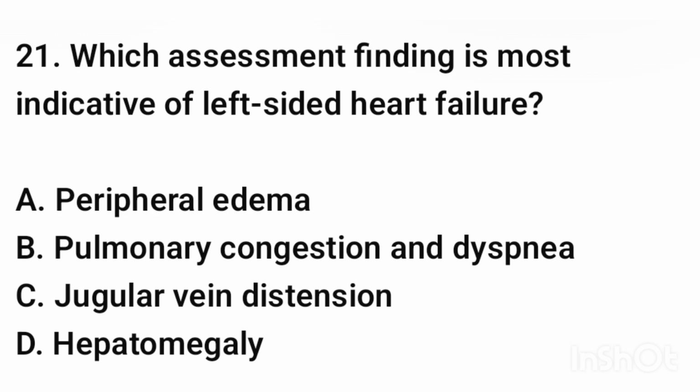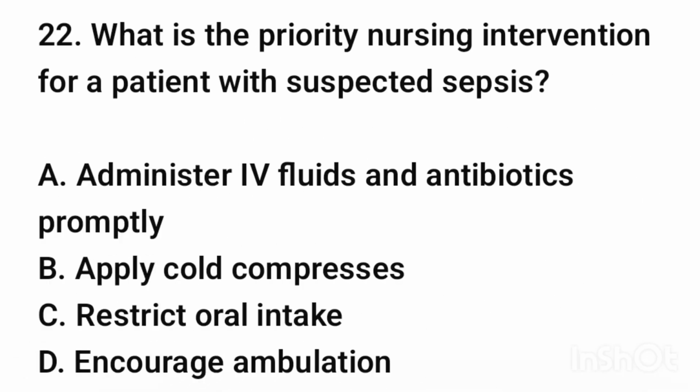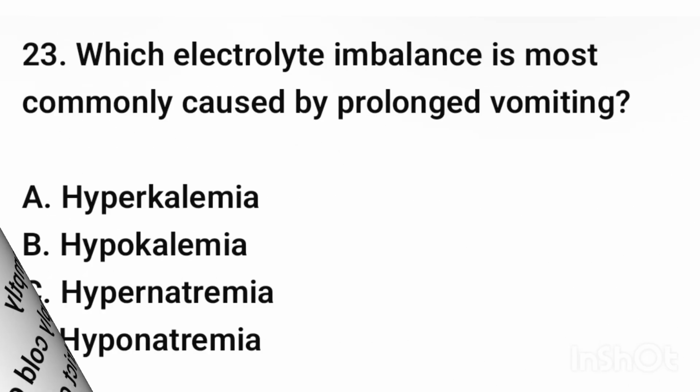Question number 21. Which assessment finding is most indicative of left-sided heart failure? The correct answer is option B, pulmonary congestion and dyspnea. Question number 22. What is the priority nursing intervention for a patient with suspected sepsis? The correct answer is option A. Administer IV fluid and antibiotics promptly.